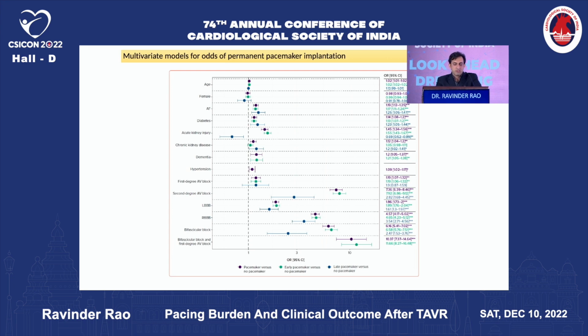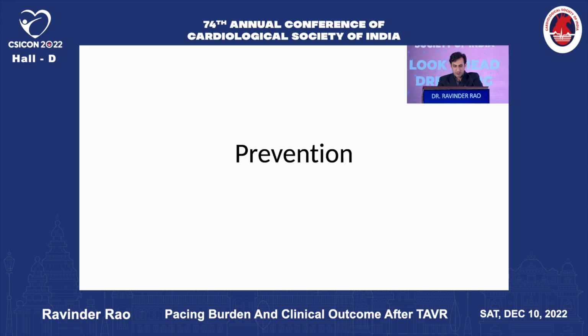So very important in pre-TAVR evaluation, for a patient with right bundle branch block, we need to clearly explain you are at very high risk of requiring a pacemaker. Trifascicular AV block, don't send these patients home without a pacemaker. So treatment for these patients is TAVR plus pacemaker.